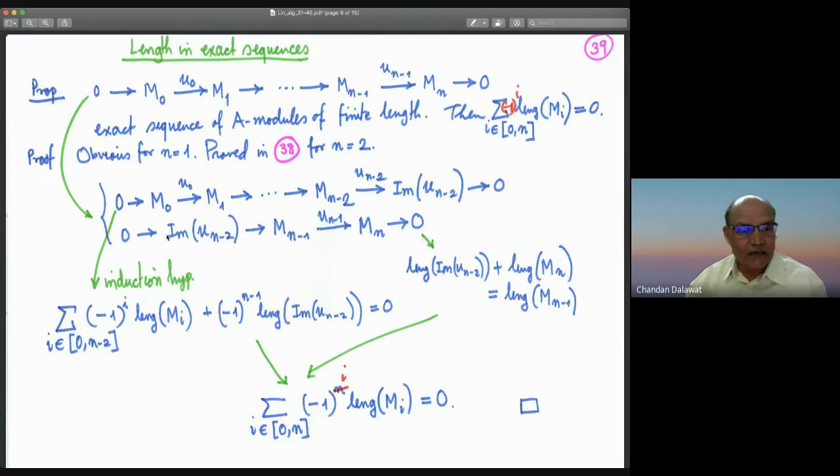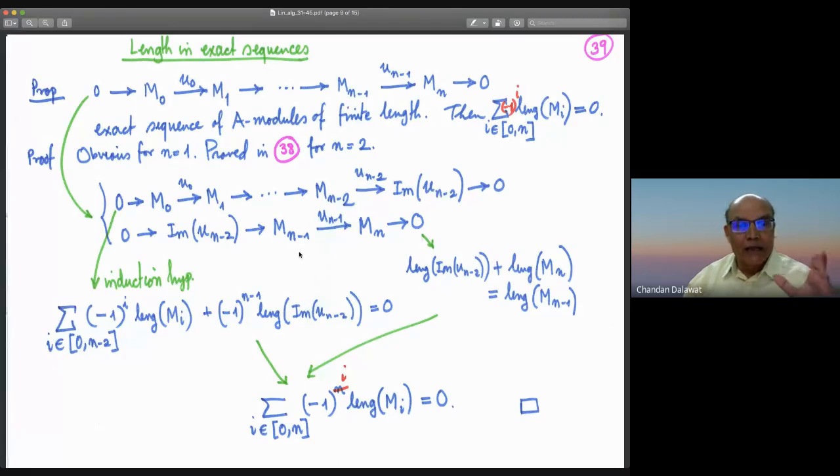So this is injective. And then the image of u n minus 2 is of course equal to the kernel of u n minus 1, because this sequence is exact by hypothesis. And this u n minus 1 is surjective. That's given to us. So from this exact sequence of length n, I get two exact sequences, one of length n minus 1 perhaps, and the other of length 2.